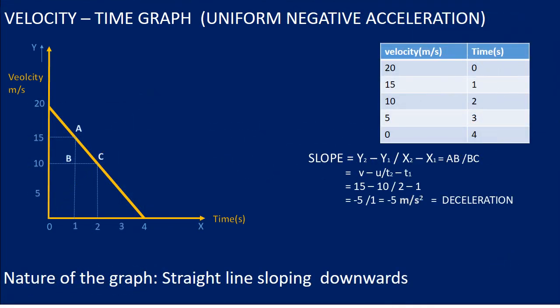Velocity time graph for uniform negative acceleration. Children, we know the meaning of negative acceleration. If the velocity of an object decreases at a uniform rate in equal intervals of time, we say that the object has uniform negative acceleration. So look at the data that is given here. When you look at the data, you can understand that when the time starts, the object is having the maximum velocity, 20 meter per second. But every second its velocity is getting reduced by 5 meter per second.